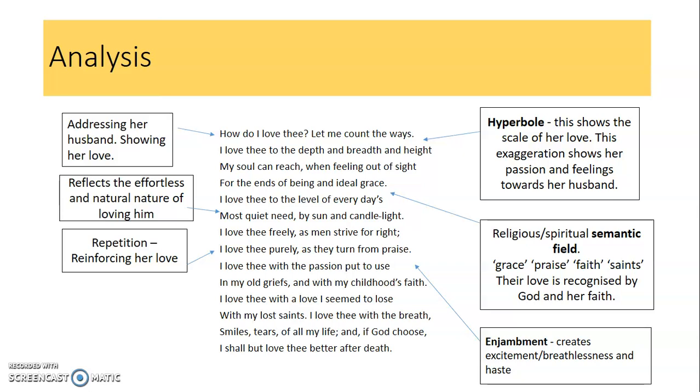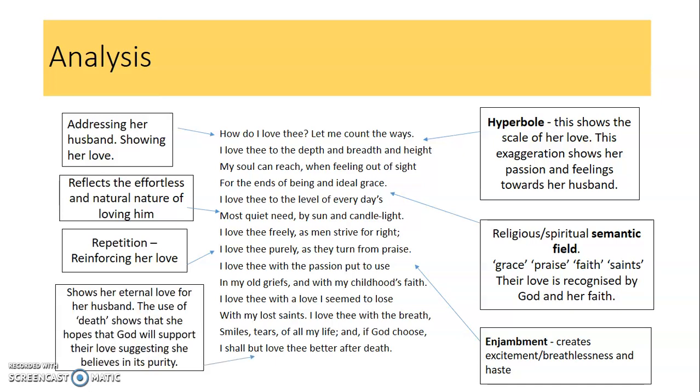We have talked about enjambment before. It's where a line is continued on to the next without use of punctuation, so it encourages the flow of the poem. So you can see where the arrow is here. I love thee with the passion put to use in my old griefs. So this creates an almost sense of excitement or breathlessness. She's sort of excited talking about her husband. Her love is quite palpable at this point. So the use of enjambment is quite important there.